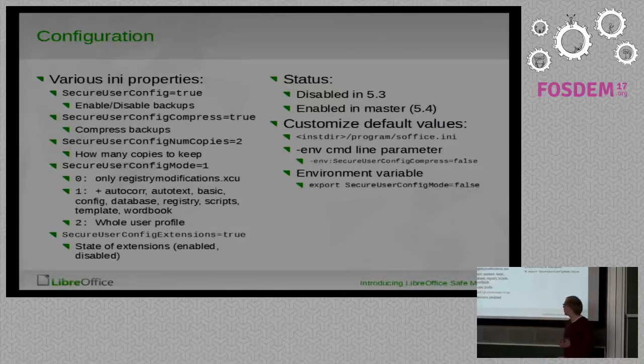It also backs up autocorrection, autotext, basic scripts, configurations, databases, registry scripts, templates, and the workbook. We excluded certain parts like the gallery because that might become too big. And 2 means the whole user profile, whatever is in there, because extensions can also put content there. Maybe you want to back up that too.